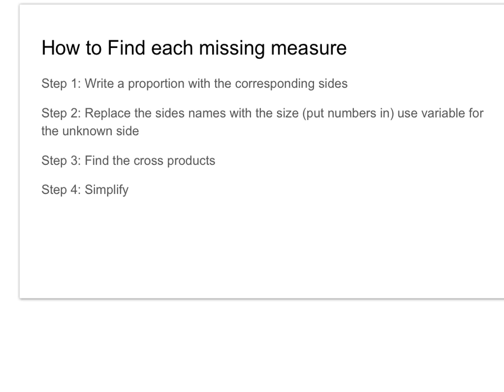So we can use our knowledge about similar figures, knowing that they are proportional, by finding a missing measure. So we'll have two similar figures and we'll have to try to find the missing measure. So how would we do that? You would write a proportion with the corresponding sides, since we said they're proportional. Replace the side names with the size, put the numbers in, and use a variable for the unknown. Then you're going to solve it like a proportion. You're going to find the cross products and then you're going to simplify it.